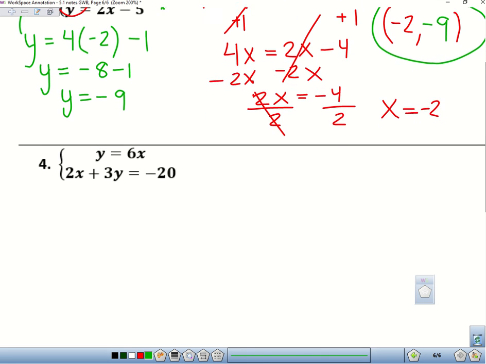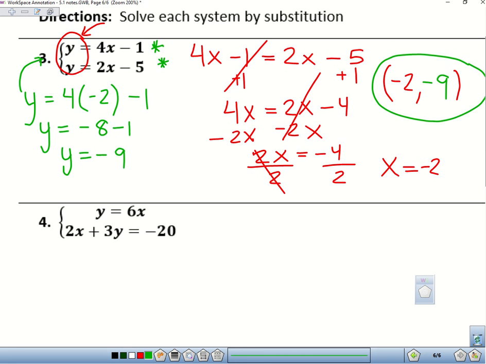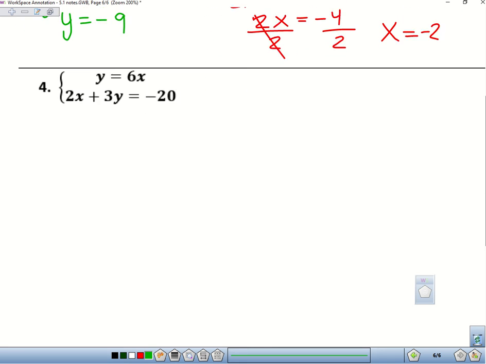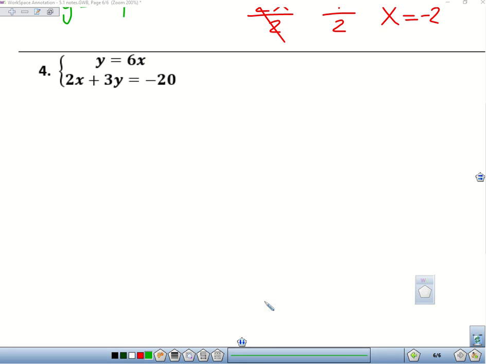Now the next one we're going to look at right here. So our first step is to always set one equal to one variable. So is one of these equations equal to one variable? Which one? The y equals 6x. Good.